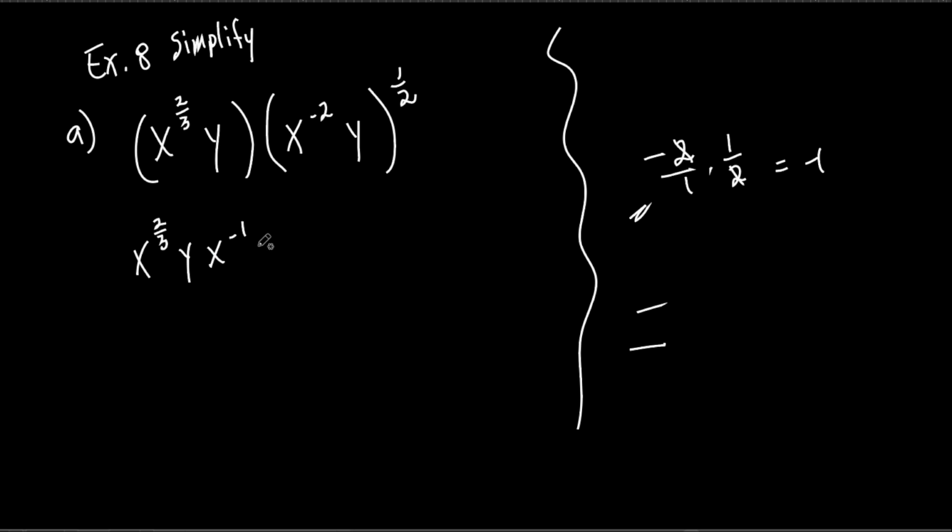What's the y going to be? It's just y to the what? 1/2. That's right. It's just y to the 1/2. Technically, you do use the rule because this is y to the 1st. Everybody with me? Yes, sir.